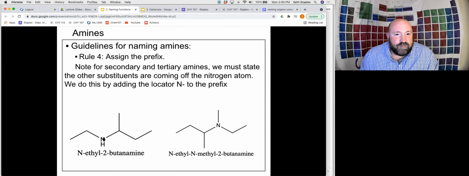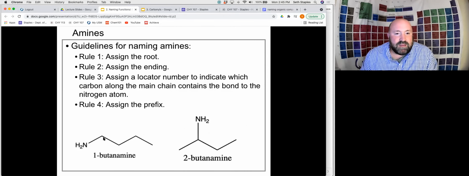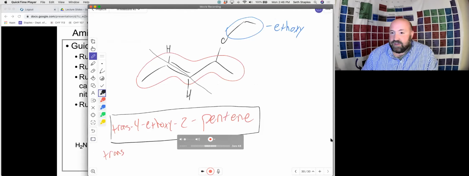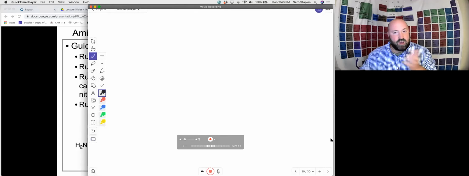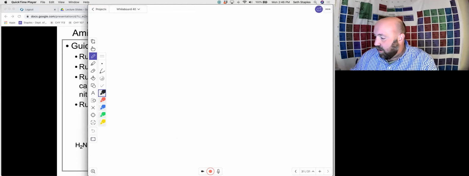So here we have a couple of different butanamines. So again, 1, 2, 3, 4 carbons long. And in this one, our amine is attached to the first carbon, so it's 1-butanamine, and 2-butanamine, because our amine is attached to our second carbon right here.